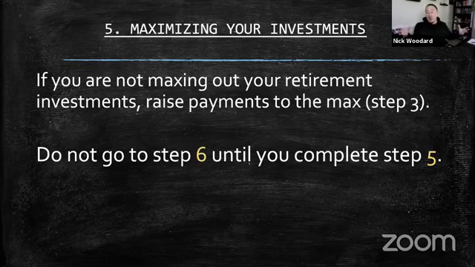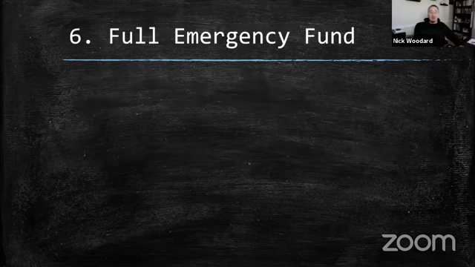For one, you're building your investment portfolio, you're building your retirement portfolio, but you're also lowering your tax liability, right? The government rewards you when it comes to taxes. When you contribute to an investment account or a retirement account, at the end of the year you're going to get documentation to show, hey, I contributed X amount of dollars towards my retirement. Now I'm able to legally lower my tax liability. And again, do not go to step 6 until you complete step 5.